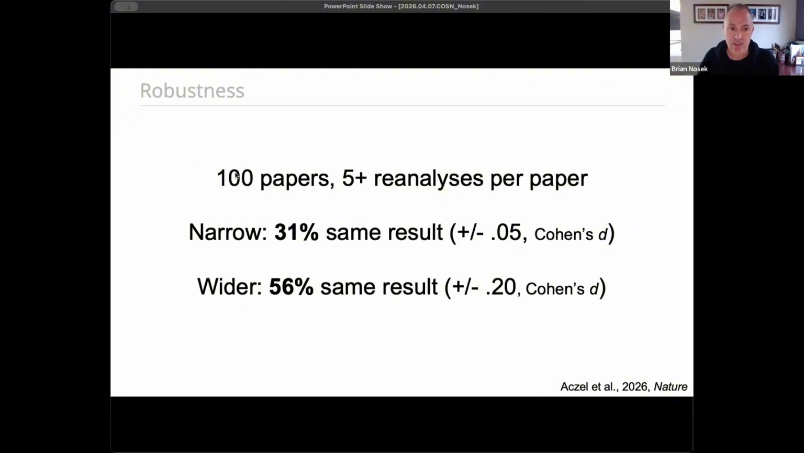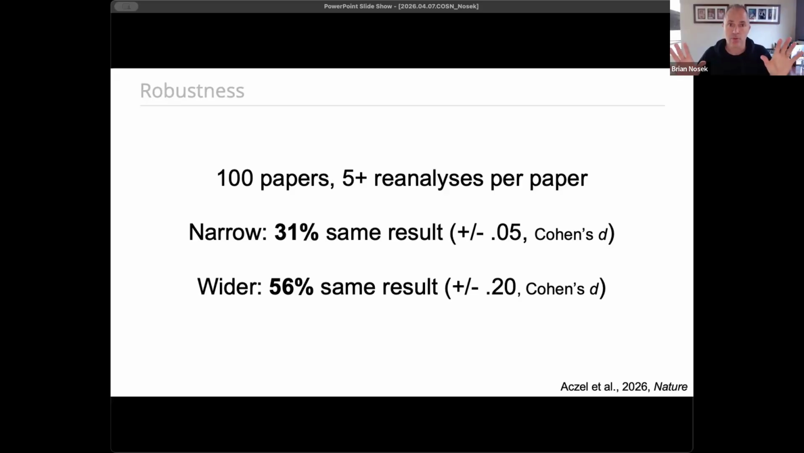So the way that we did this was we took 100 papers from that sample of 600, and we gave each paper to at least 5 independent reanalysts. We gave them the paper and the data and said, you get to decide how you analyze this data. And we defined two ways of assessing whether we get a similar result.